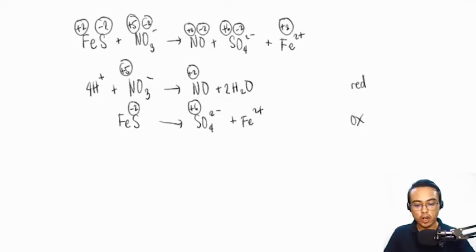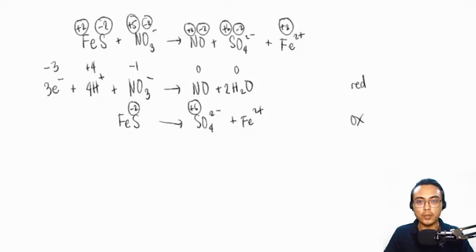Next, we need to balance the charges. From the reactant side, we have +4 coming from 4 times +1, and then coming from nitrate, we have a total of -1. The total charge on the reactant side is +3. On the product side, the total charge is 0 because both NO and H2O are neutral compounds. So how can we balance the charges? We simply add 3 electrons on the reactant side such that +4 minus 1 minus 3 is 0. And that is in balance with the charges of the products. Okay, we are done with our reduction reaction.